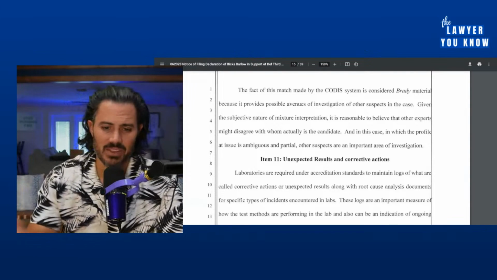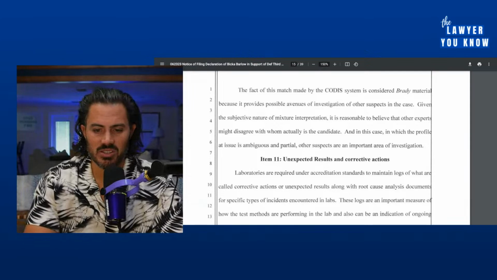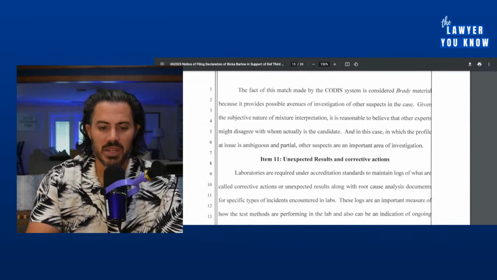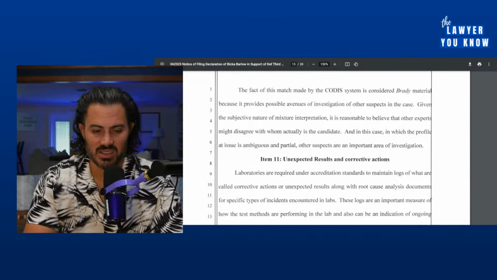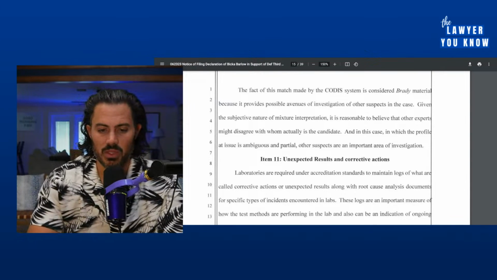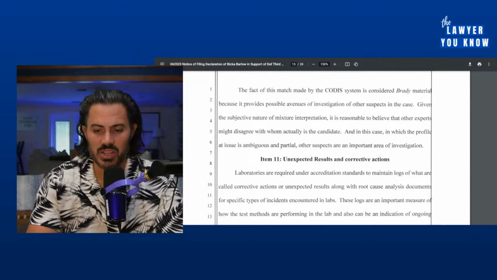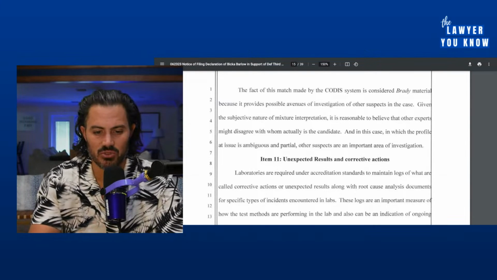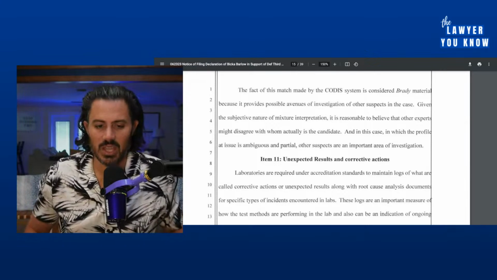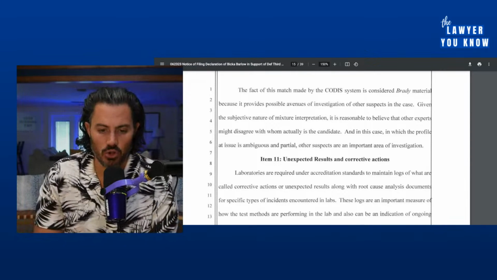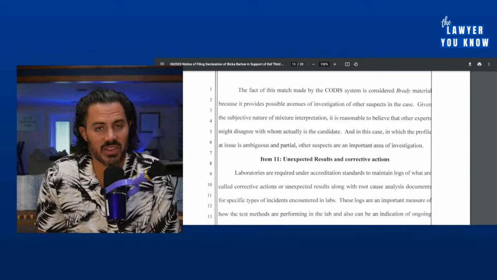The fact of this match made by the CODIS system is considered Brady material because it provides possible avenues of investigation of other suspects in this case. Given the subjective nature of mixture interpretation, it is reasonable to believe that other experts might disagree with whom actually is the candidate. And in this case, in which the profile at issue is ambiguous and partial, other suspects are an important area of investigation.